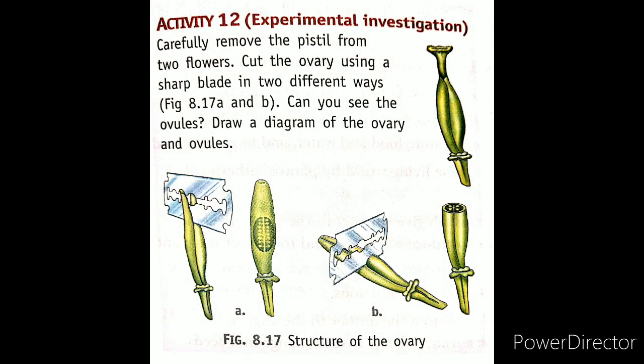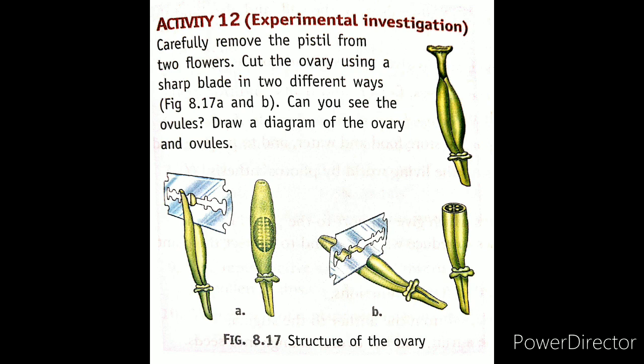Clear? So students, last activity of this chapter is activity 12. Carefully remove the pistil from two flowers. Cut the ovary using a sharp blade in two different ways. Can you see the ovules? Draw a diagram of the ovary and ovules. So students, what do we need to do in this activity?